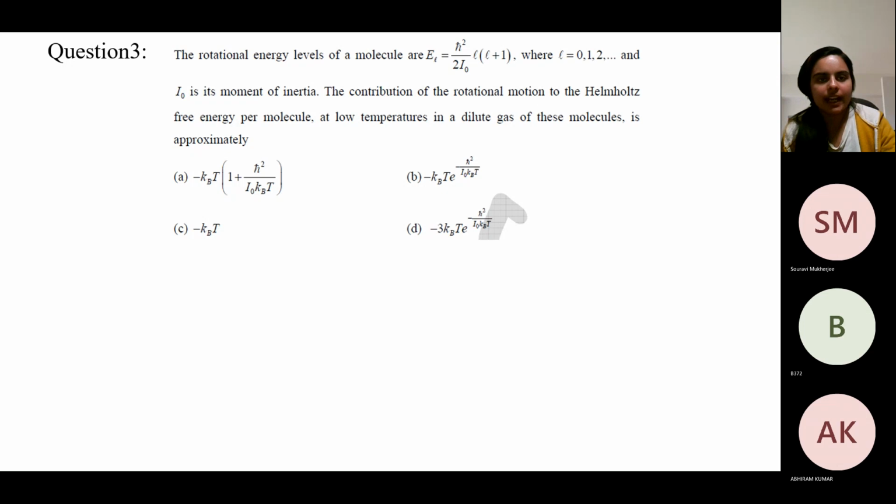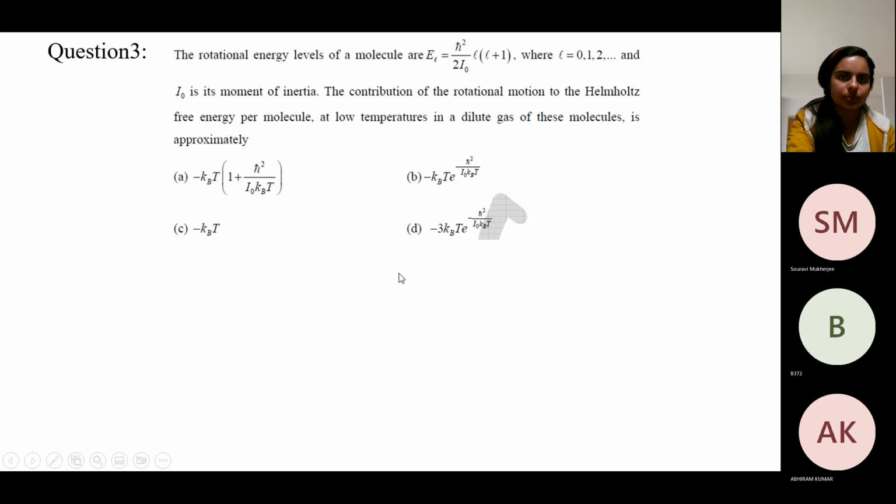Here we have the rotational energy levels of a molecule, which is given by this expression, where L goes from 0, 1, and so on. Now we want to find the contribution of rotational motion to the Helmholtz free energy per molecule at low temperature. So we have to find the expression for the Helmholtz free energy, and see how it goes at low temperature.